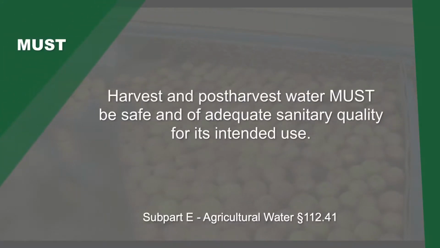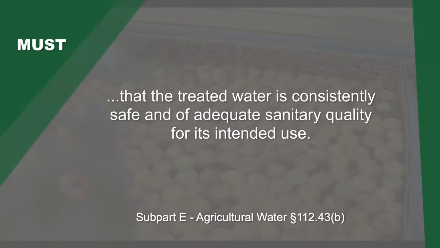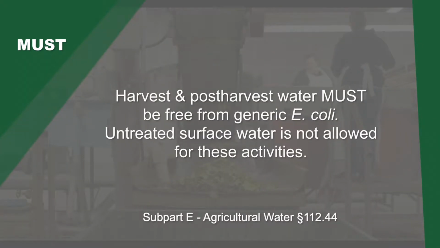Harvest and post-harvest water must be safe and of adequate sanitary quality for its intended use. If you plan on treating harvest or post-harvest water, you must monitor any treatments at a frequency adequate to ensure that the treated water is consistently safe and of adequate sanitary quality for its intended use. Harvest and post-harvest water must be free from generic E. coli. Untreated surface water is not allowed for these activities.